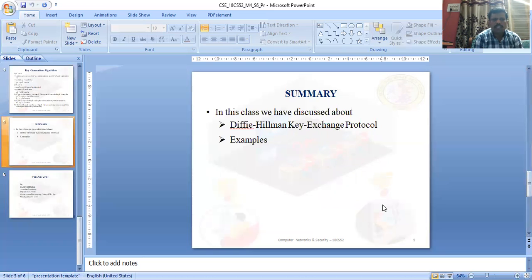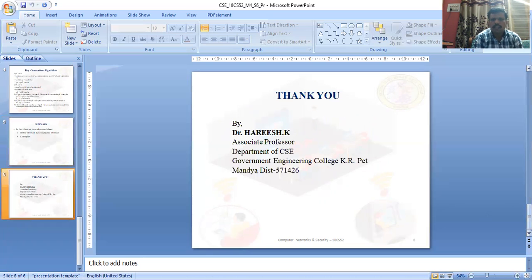In this class, we have discussed the Diffie-Hellman exchange protocol. Some examples are available in the textbooks, which you can refer to. That's all for this class: the Diffie-Hellman key exchange protocol. It is not public key cryptography; encryption and decryption are not done here. It is only a key exchange protocol, showing how the key is securely exchanged by user one and user two.